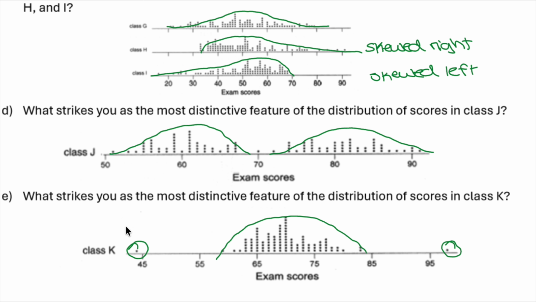Part E. What strikes you as the most distinctive feature of the distribution of scores in class K? Okay, so class K has two outliers in here, right? Most of the data is roughly a normal curve, but they have two outliers on both ends, the lower end and the higher end. So that's the main difference.